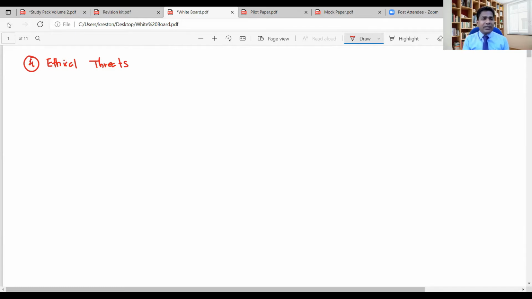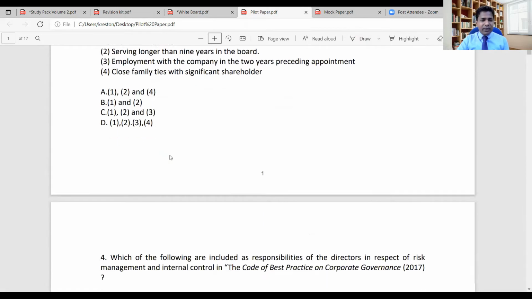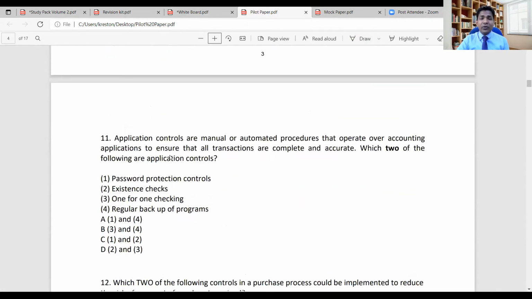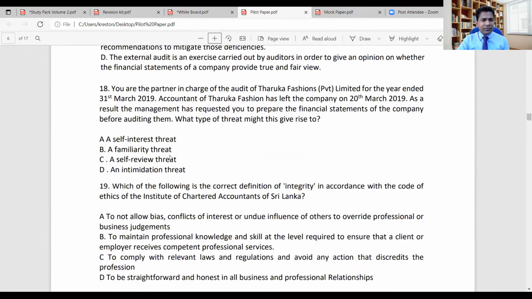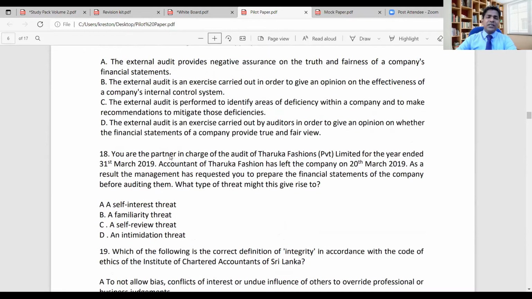If I go to the pilot paper, business level 2, and go to question number 18, if you have the paper with you, you can see it. It is a small practical scenario. You are the partner in charge of the audit of Taruka Fashion Private Limited for the year ended 31st March 2019. The accountant of Taruka Fashion left the company on 20th March 2020. As a result, the management has requested you to prepare the financial statements of the company before auditing them. What type of threat might this give rise to? Self-interest, familiarity, self-review, or intimidation.